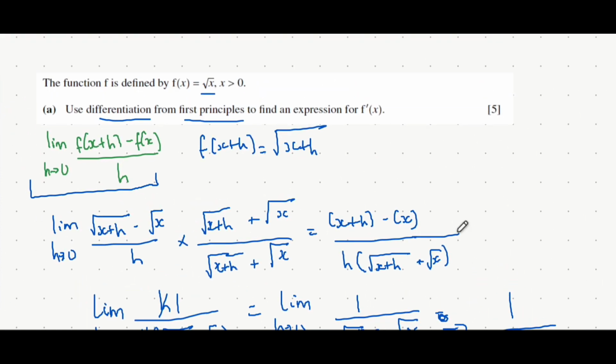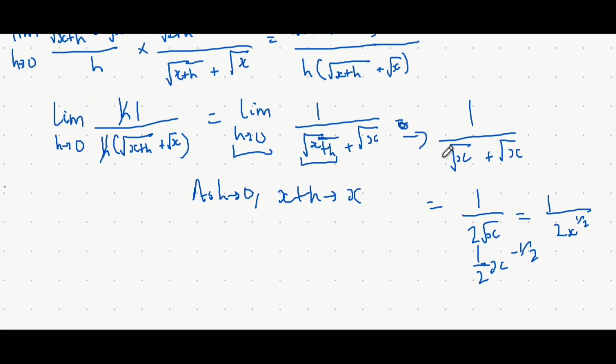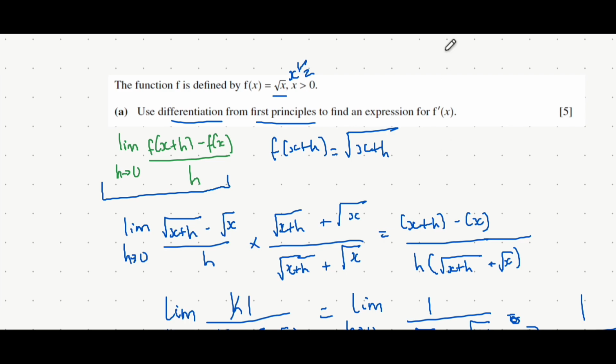If you actually differentiated root x, which is x to the half, you'd also get a half x to the minus a half. Hopefully that will make sense. It's quite a difficult example, which is why I wanted to highlight it, but be sure to let me know if you have any questions about it.